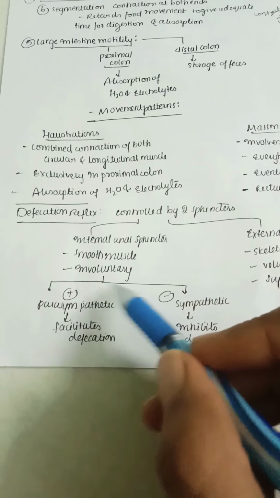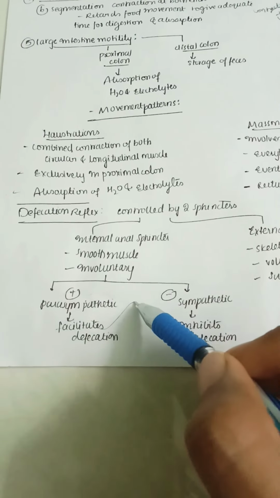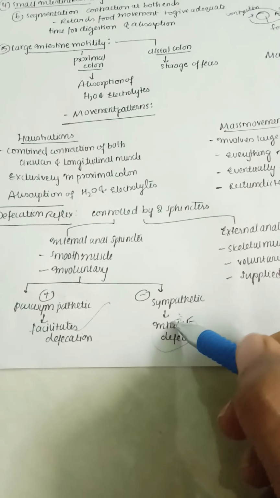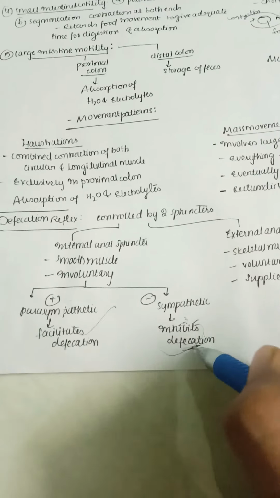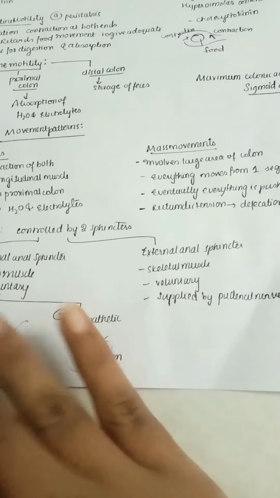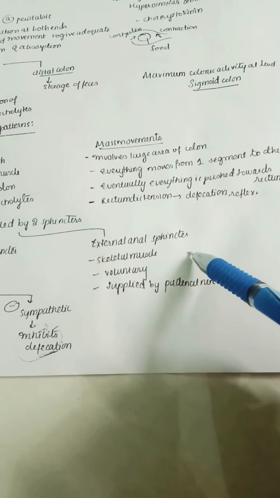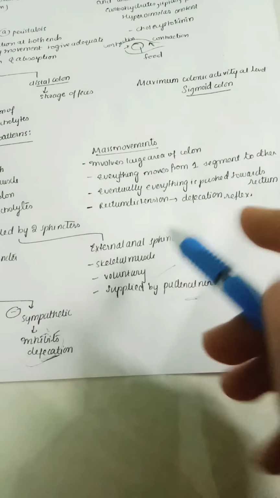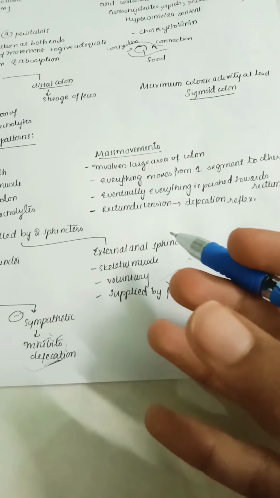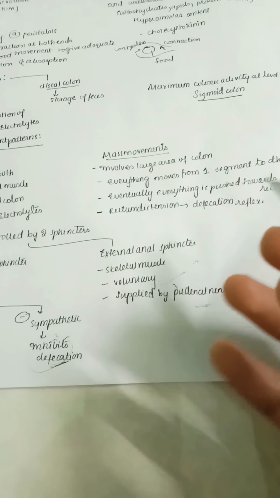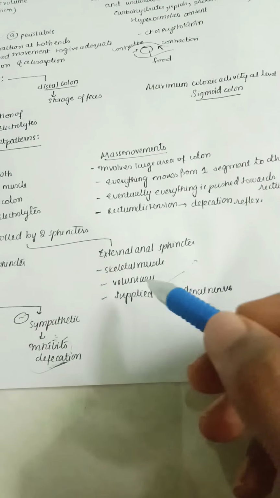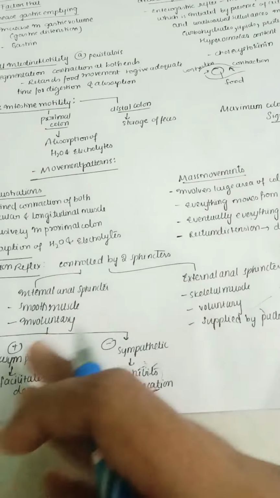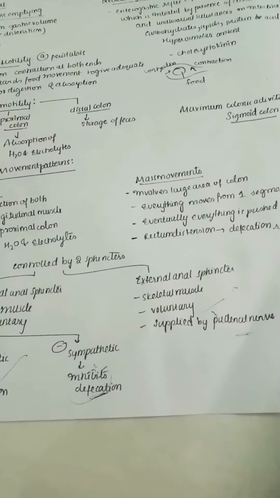Whenever parasympathetic comes, it's a relaxing state, so it facilitates defecation, whereas sympathetic is a stressful state. In a stressful state it inhibits defecation, so there is no chance of defecation, but in the parasympathetic state there is defecation. Let's come to the external anal sphincter. It is skeletal muscle, voluntary, supplied by the pudendal nerve. It's in our control, so whenever we want to stop defecation we can, and whenever we want to continue, we can. Only the external is in our control, but the internal is always under parasympathetic and sympathetic stimulus.